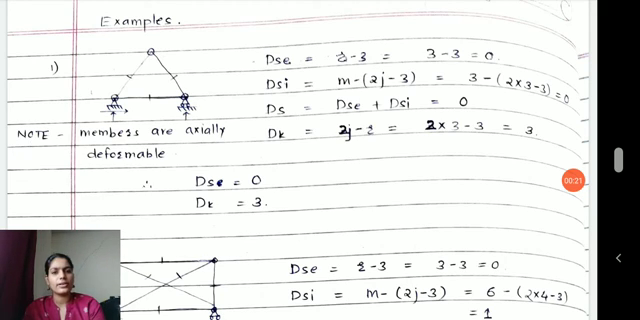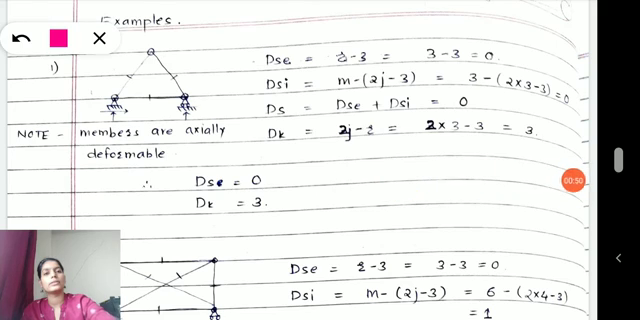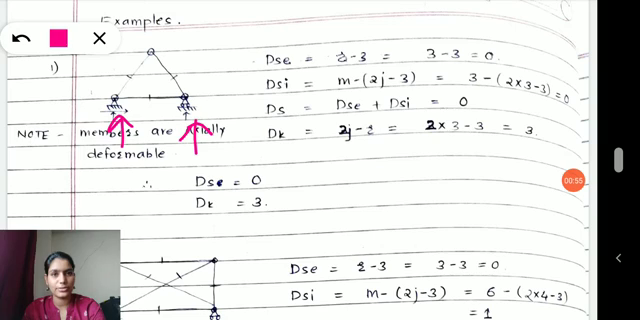So first example, if you can see here, it is a triangle, a triangular shape structure. Basically I have taken a part of a truss, or you can say it is a whole truss. It is simply supported, with a hinge support at one end and a roller support at the other end.